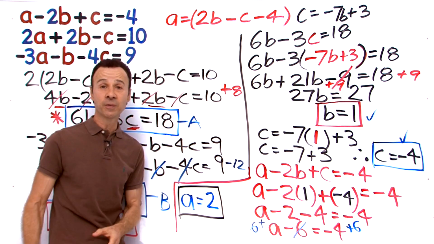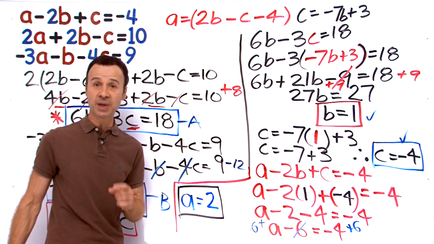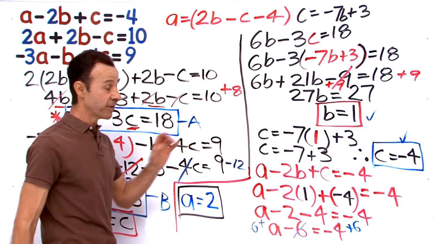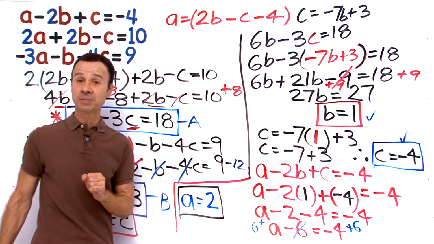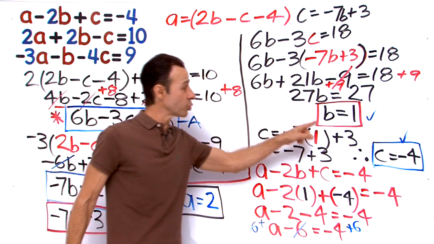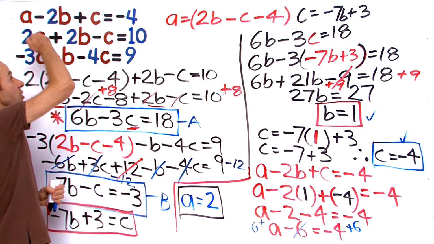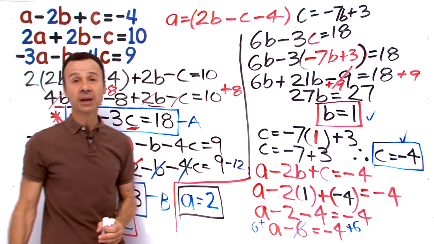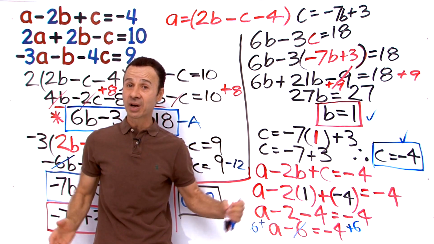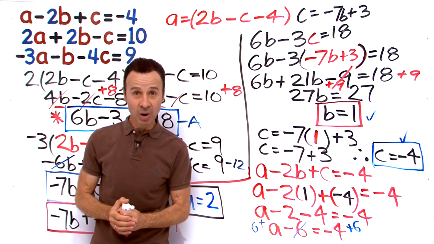Now all you have to do if you want to further check and reconfirm that you are correct is to take the three variables we just worked out using substitution, a equals 2, b equals 1, c equals negative 4, and substitute them in each of these original equations, and if you get left-hand side equal right-hand side, you'll be able to confirm that you are correct.